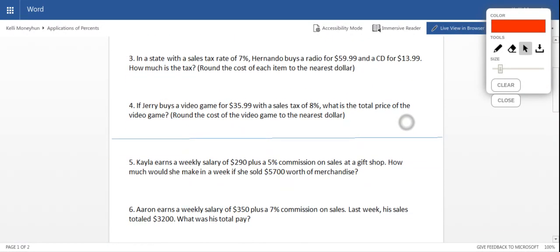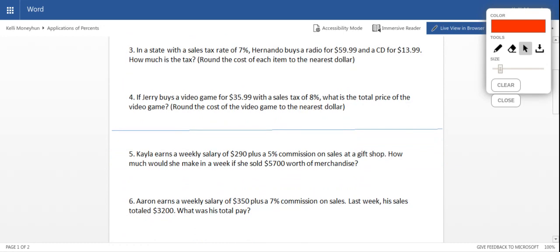I'm going to do number 3 with you. You guys should be able to do number 2 by yourselves because it's the same as the first one. Okay. Number 2 says in a state with a sales tax rate of 7%, he buys a radio for $59.99 and a CD for $13.99. Okay, we should know that tax means to add.